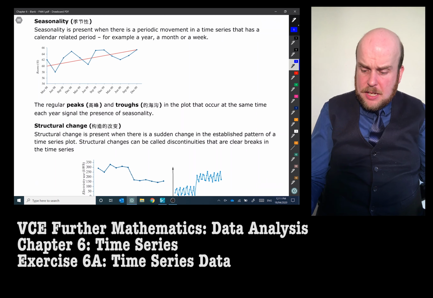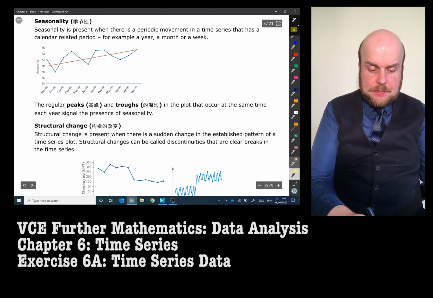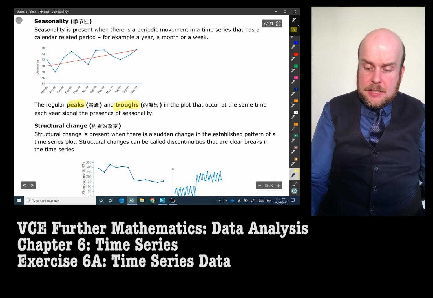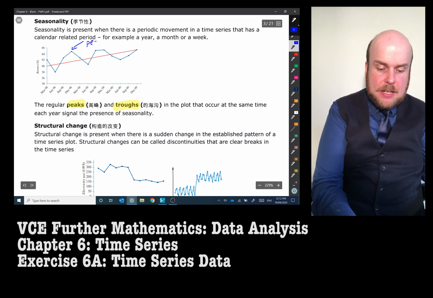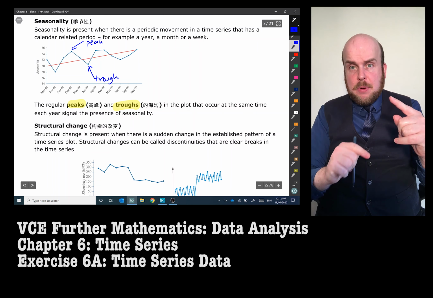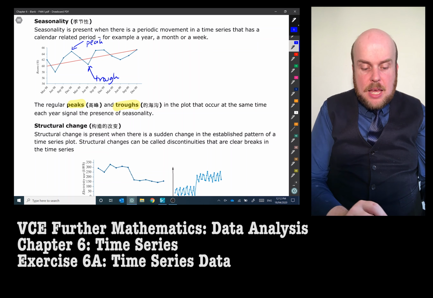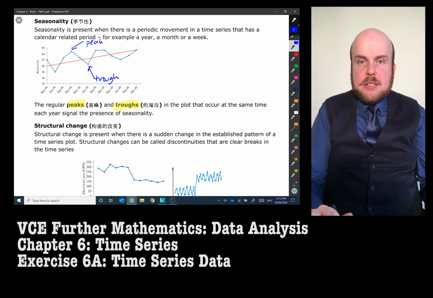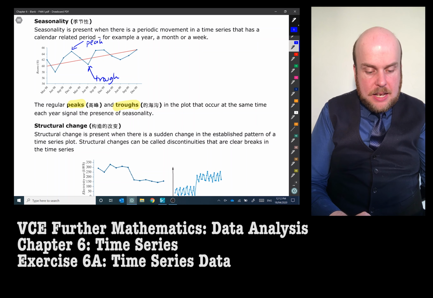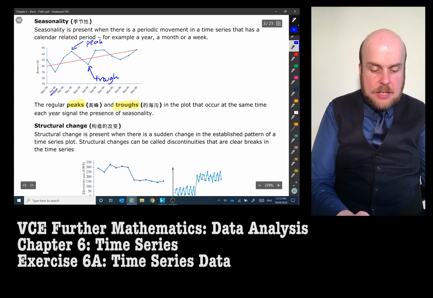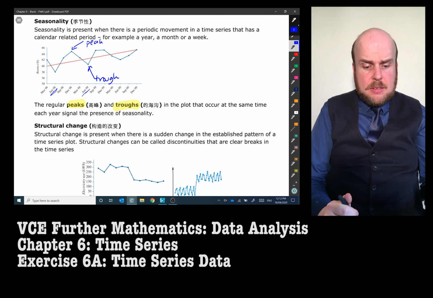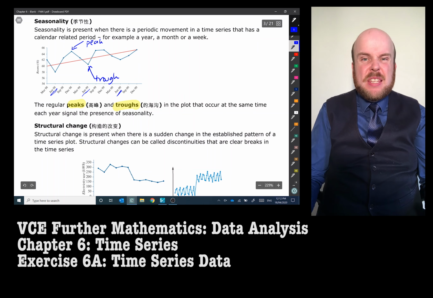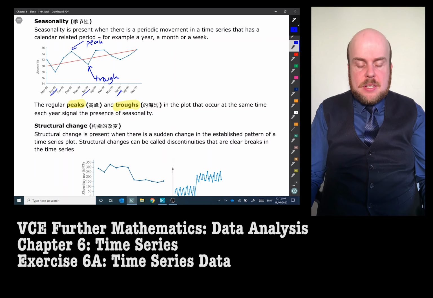Some terminology also to be aware of: peaks and troughs. Peaks are these things, so that's a peak up here. That's a trough down here. So it just means the top and the bottom parts. Regular peaks and troughs in the plot that occur at the same time each year signal the presence of seasonality. So, for instance, you can see here in every June, June 1998 and June 99, there is a trough, that's where the lowest point is, and similarly June 2000. So that's a clear indicator that we've got some seasonality going on there.